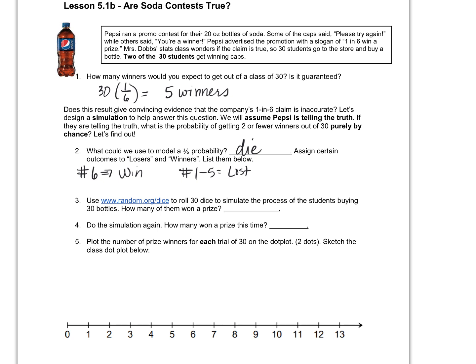Now on your phones or wherever, you're going to use random.org/dice. Yes, there is a die. And I believe I have a die up here. Nope. Yes, I do. Lovely. Okay, so we have a die. You're going to need to do this too. But I'm going to simulate rolling the die 30 times. And you need to keep track how many times out of your 30 did you win.